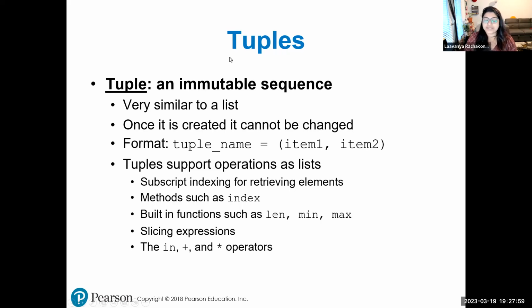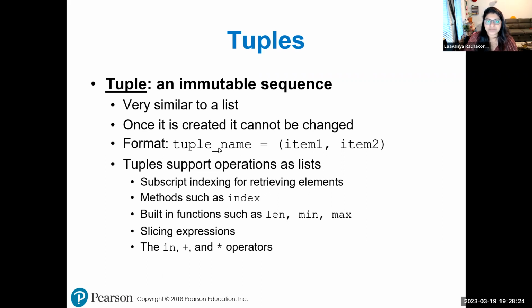Okay, tuples. Tuples are basically also types of sequences, but these are also objects which can hold different types of data. The main difference between a tuple and a list is that tuples are immutable. So these are very similar to lists, but once it is created, you cannot change or add contents to your existing tuple. The representation is also a little bit different.